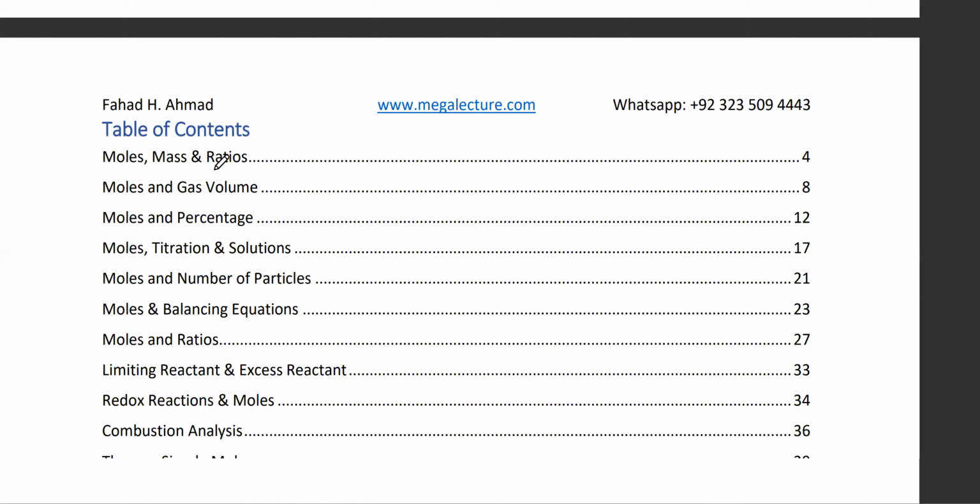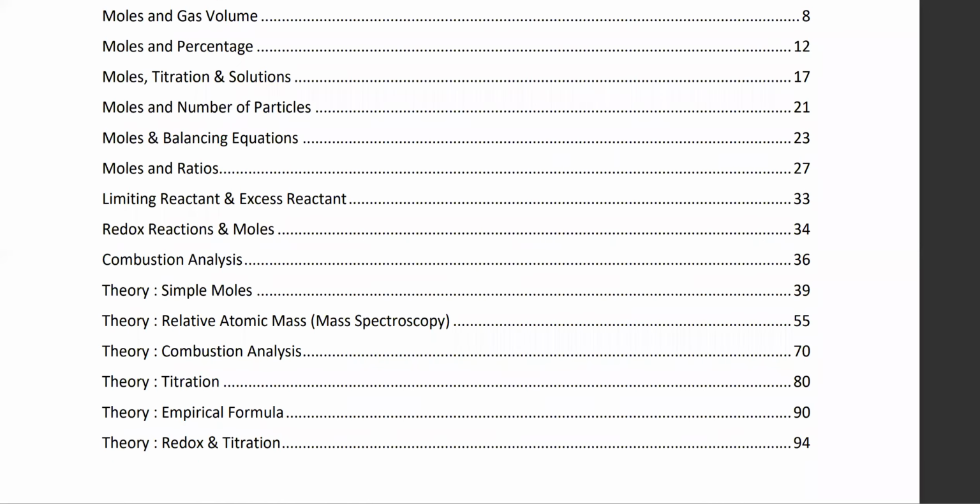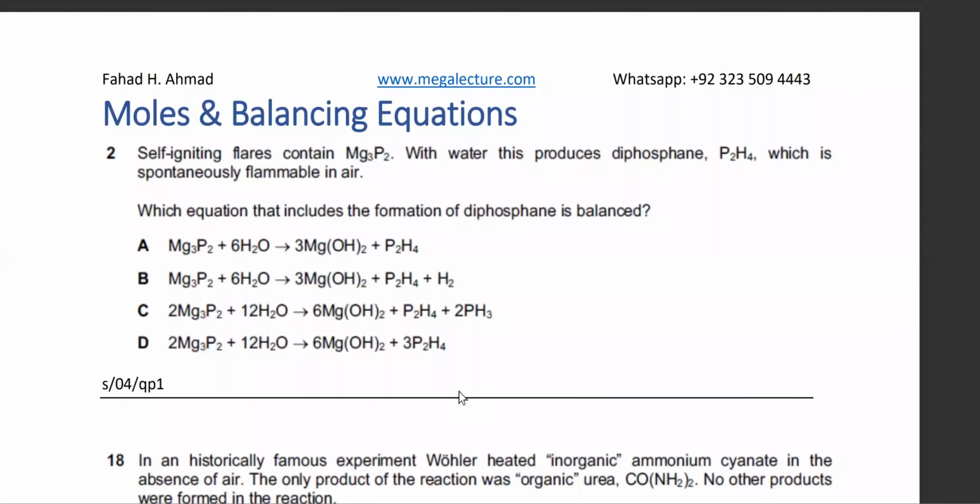So we can do these ones. Let's do a few balancing equations. Now you've got this question. He's saying a self-igniting place contains Mg3P2. I see these are balancing equation questions. We just add one for moles for limiting excess. Now there's diphosphane, which is spontaneously flammable in air. Which equation that includes the formation of diphosphane is balanced?